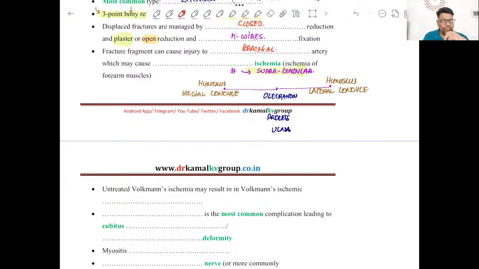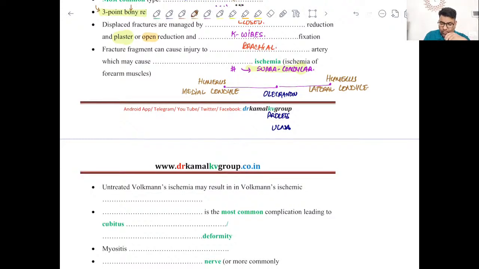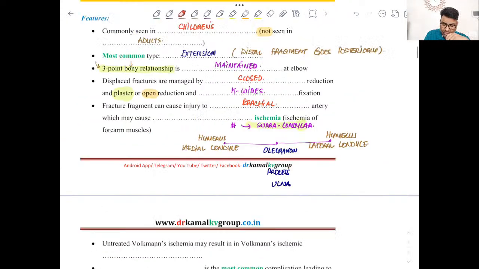And therefore, whenever you see a case of supracondylar humerus fracture, the very first thing you need to do is to check radial pulse. If radial pulse is coming nicely, you can feel it nicely, you can be very sure that brachial artery is not injured, right? And vice versa.